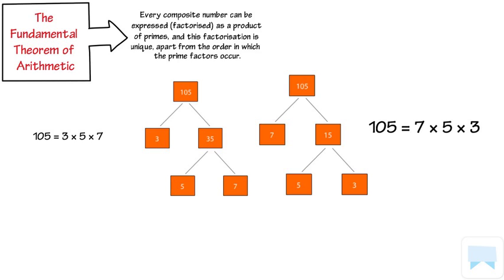Both are having the same factors 7, 5 and 3, although the order of the factors has changed. This is what the fundamental theorem of arithmetic states, that is, every composite number can be expressed or factorized as a product of primes, and this factorization is unique, apart from the order in which the prime factors occur.